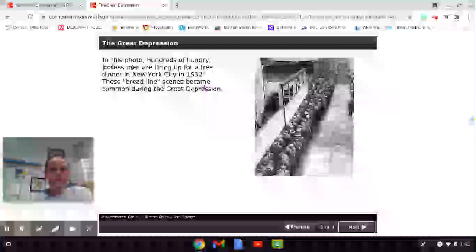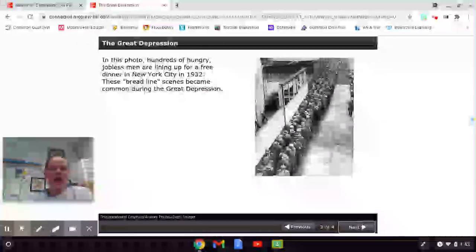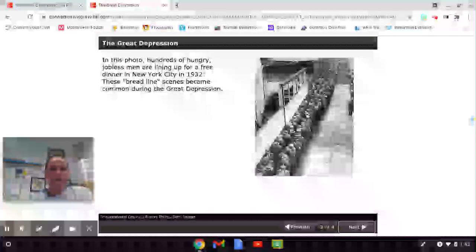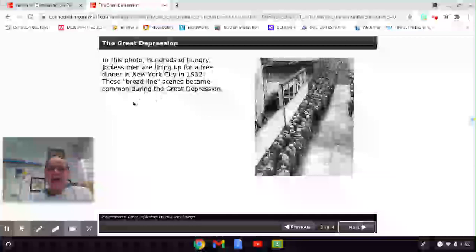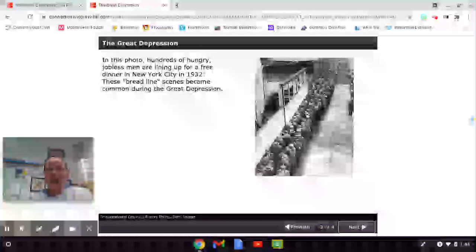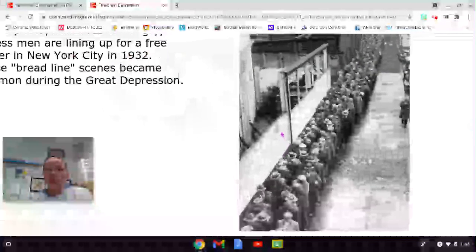In this photo, hundreds of hungry, jobless men are lining up for a free dinner in New York City in 1932. These breadline scenes became common during the Great Depression. I'm just going to zoom in on that a little bit for you.